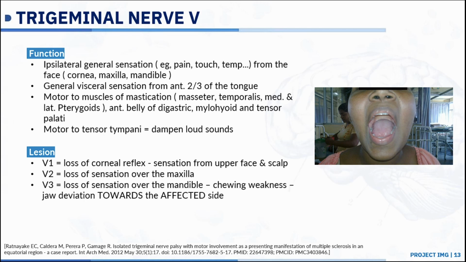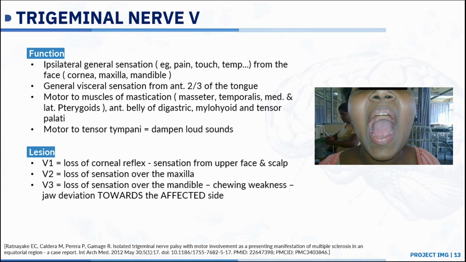Function: ipsilateral general sensation, e.g. pain, touch, temperature, from the face, cornea, maxilla, and mandible. General visceral sensation from the anterior two-thirds of the tongue. Motor to muscles of mastication: masseter, temporalis, medial and lateral pterygoids, anterior belly of digastric, mylohyoid, and tensor veli palatini. Motor to tensor tympani, dampening loud sounds.